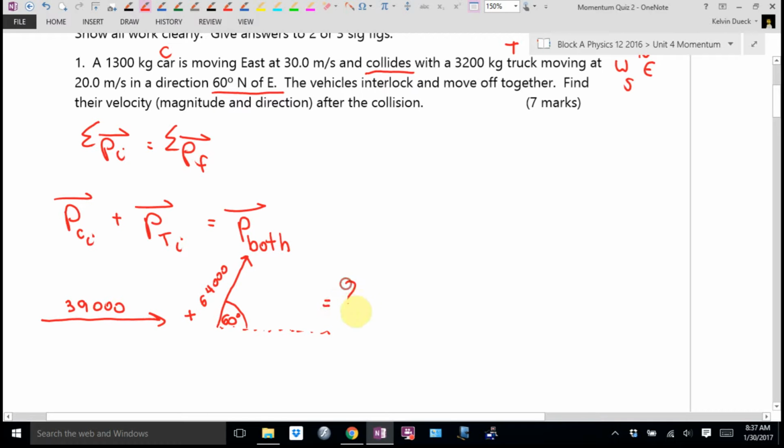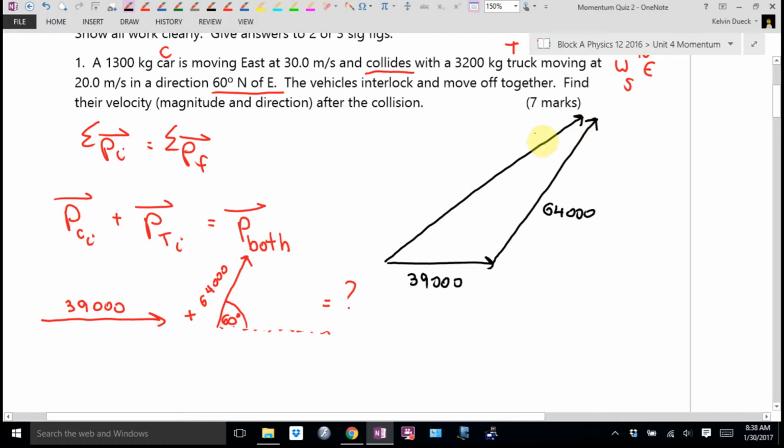And that equals, I don't know, but that's okay. I have two vectors on the same side of my equation. I can add these together tip to tail. As a vector triangle, it's going to look like this. 39,000. And the 64,000 should be almost twice as long as the 39,000. Should certainly be longer. It looks like what I'm looking for as a vector triangle, that's the momentum of both after the collision.